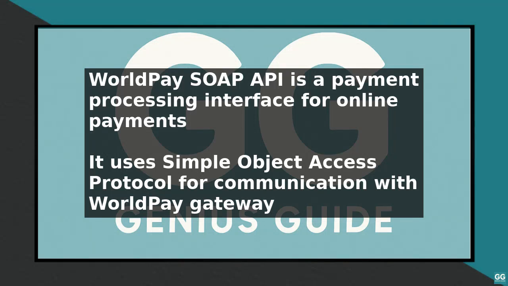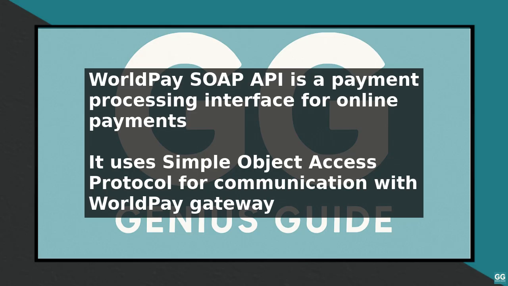Welcome to this tutorial on the WorldPay SOAP API. The WorldPay SOAP API is a payment processing interface that allows merchants to accept online payments from customers. It uses the Simple Object Access Protocol to facilitate communication between the merchant's website and the WorldPay payment gateway.